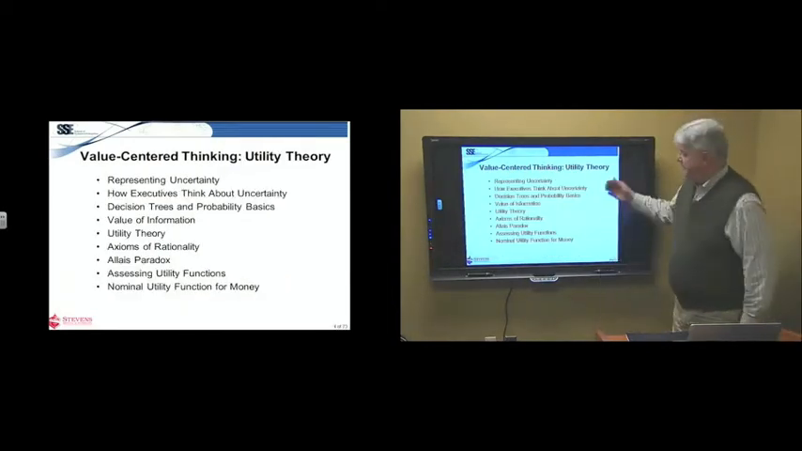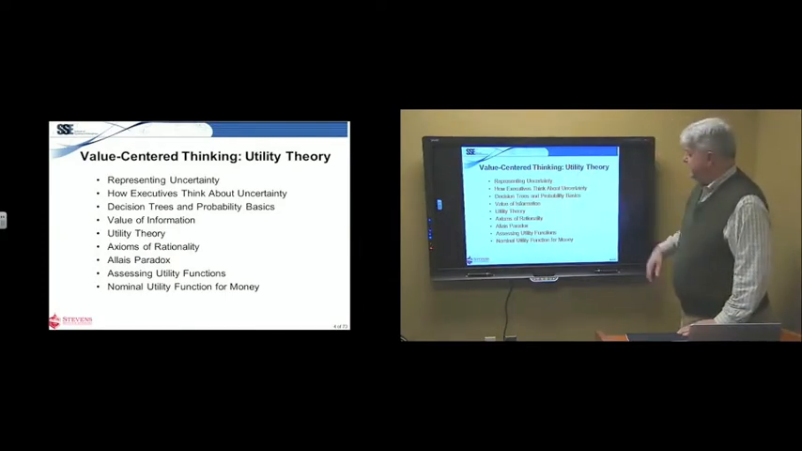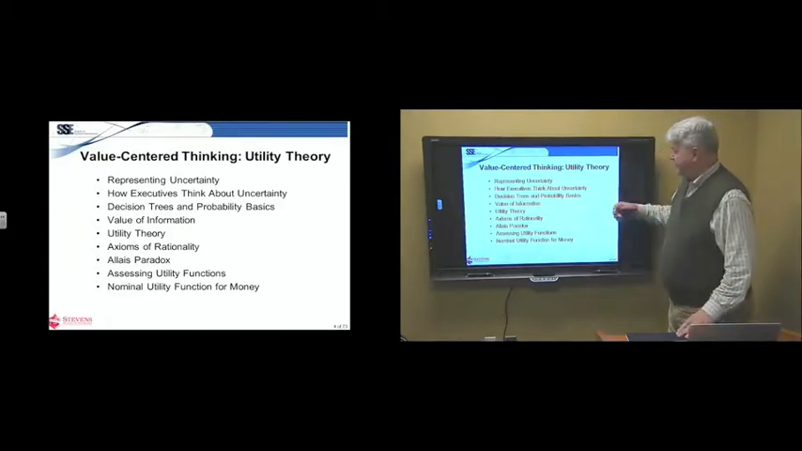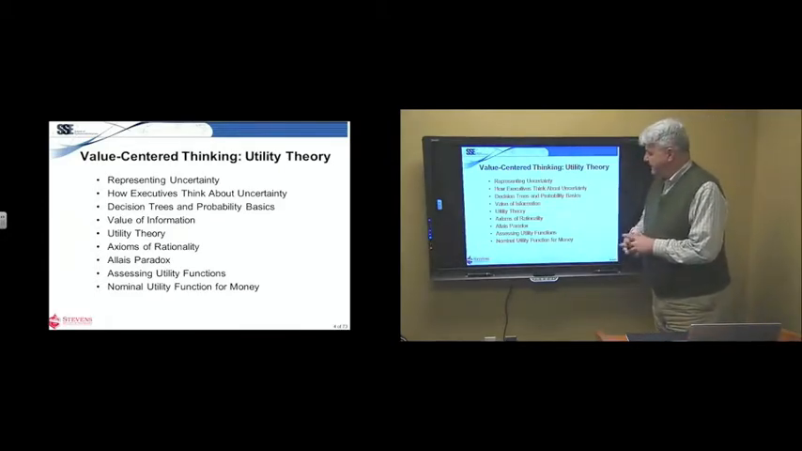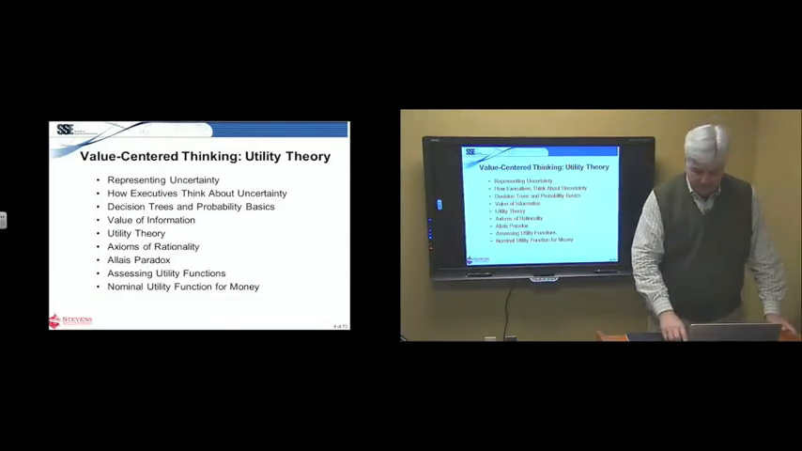Then we move on to utility theory, and we deal with uncertainty. And we talk a lot about how executives think about uncertainty, what questions they have. We'll have a brief primer on probability basics, and then talk about the value of information and the whole notion of utility functions and how you can assess them.